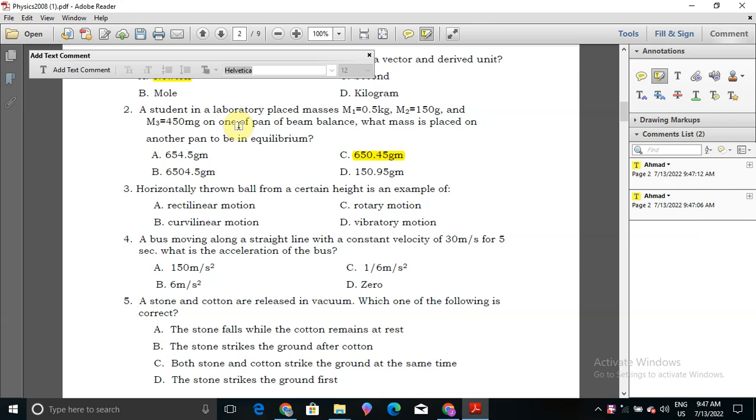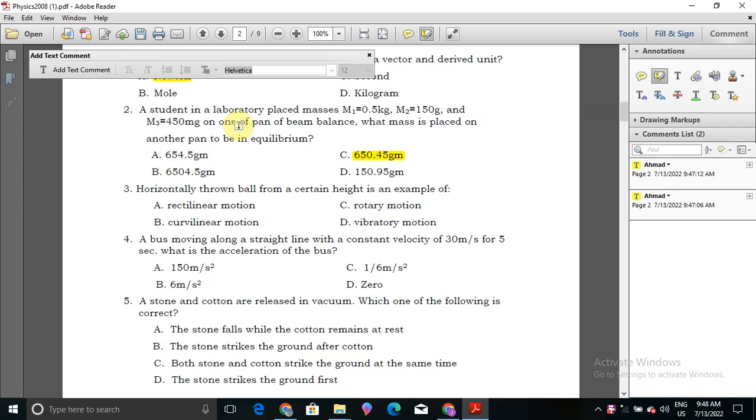First of all, let's see the definitions for these choices. Rectilinear motion, you know, is the motion of a body along a straight line, right? A horizontally thrown ball is not an example of rectilinear motion. It's the motion of a body along a straight line. What about choice C, rotary motion? Rotary motion is a rotation about an axis, right?